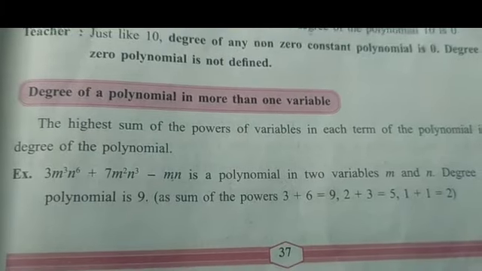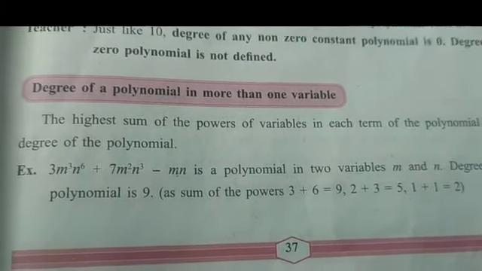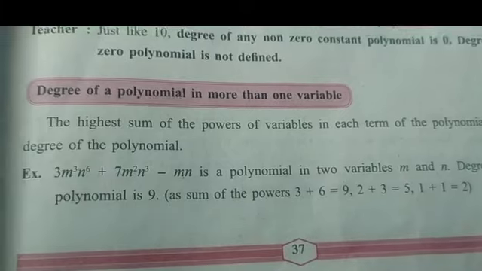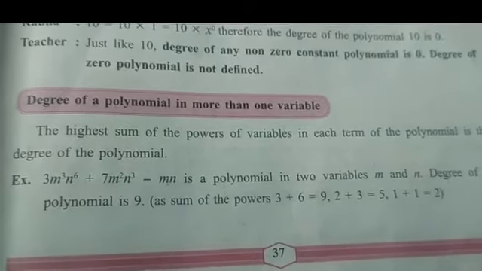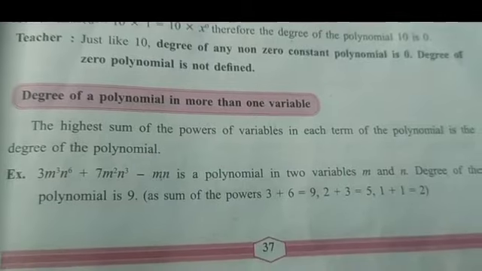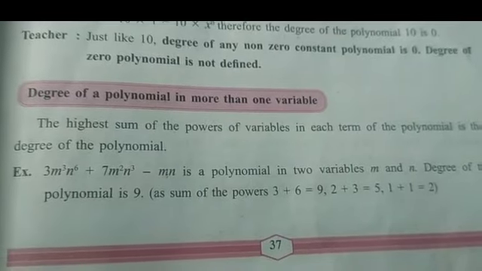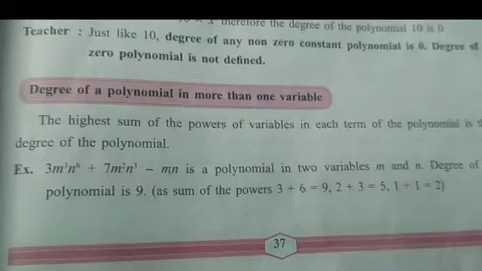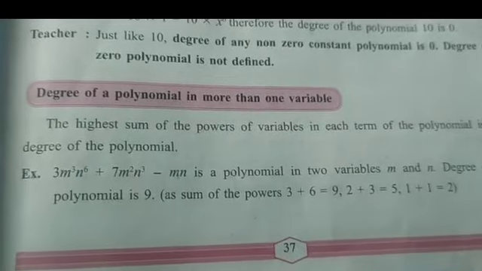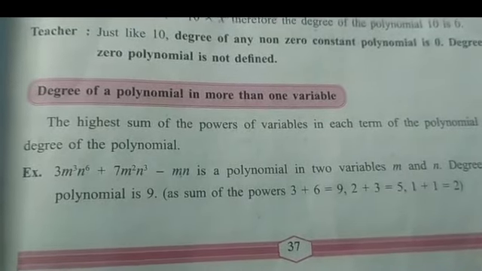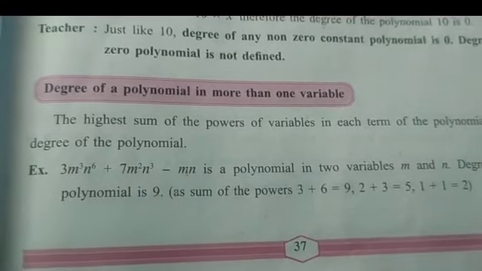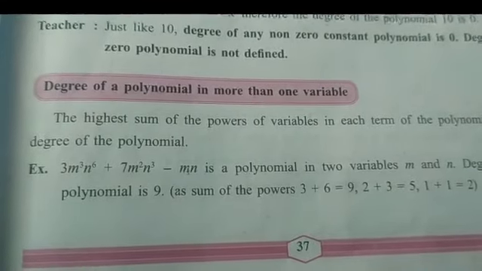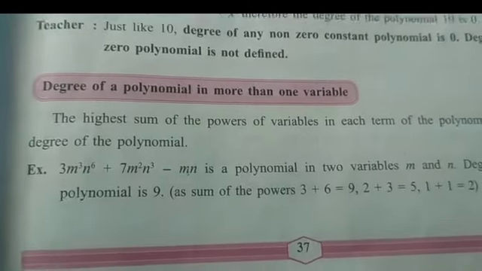3m cube n raised to 6 plus 7m square n cube minus mn is a polynomial in two variables m and n. We can calculate the degree of the polynomial in this way. Here two variables are there. In the first term, the powers are 3 and 6. We are going to add them. 3 plus 6 is equal to 9.